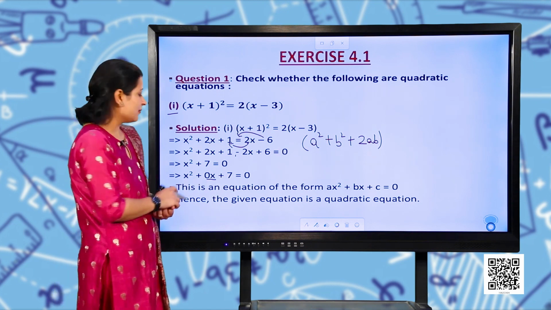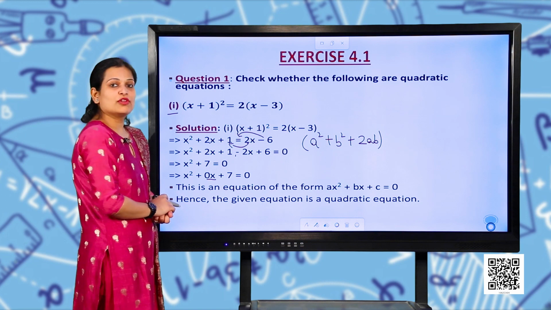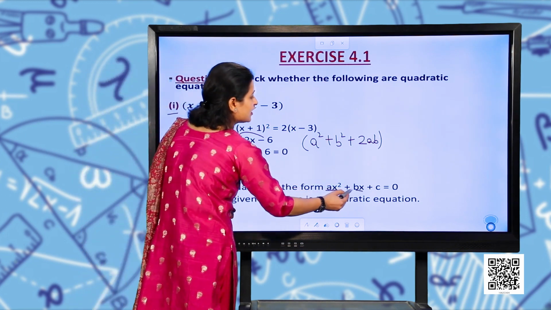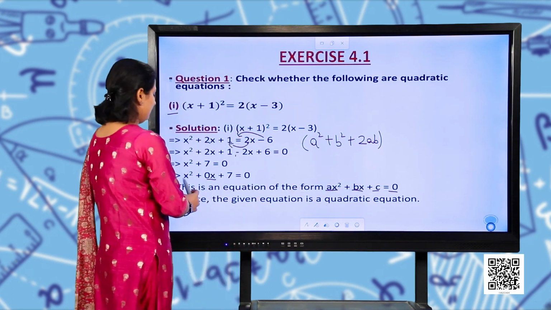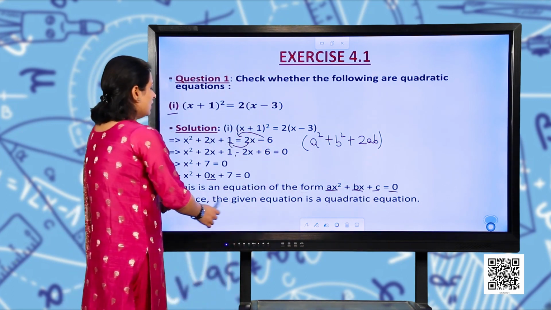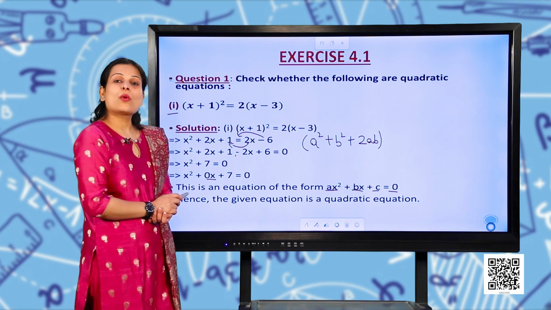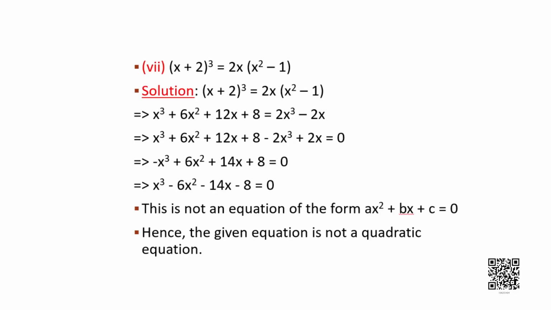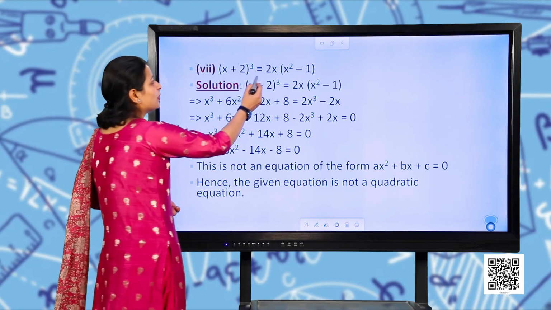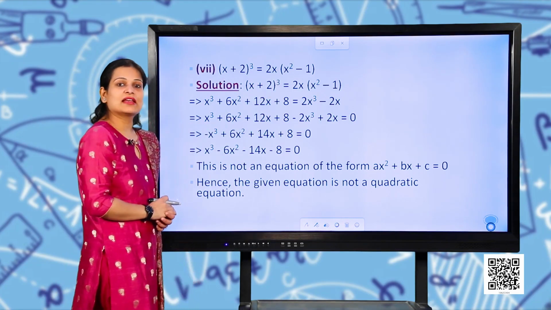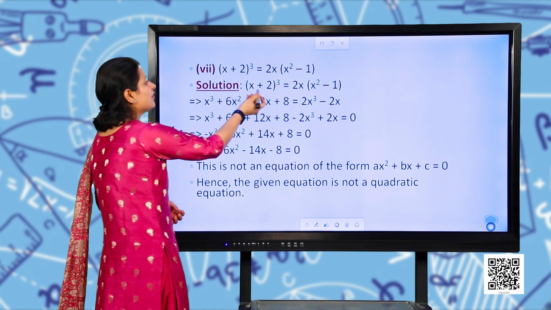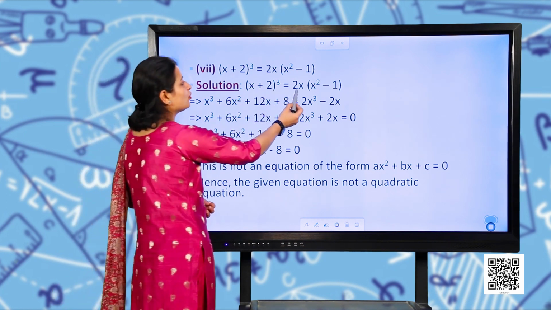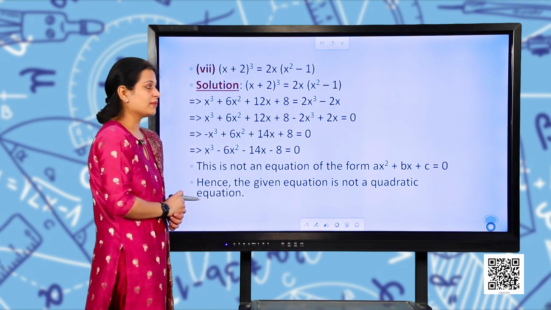Again you can see that this is an equation of the form ax square plus bx plus c equal to 0. So the given equation is a quadratic equation. Next, (x plus 2) whole cube is equal to 2x into (x square minus 1). So we will consider this equation.